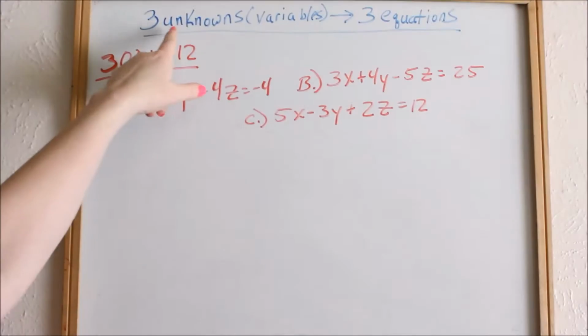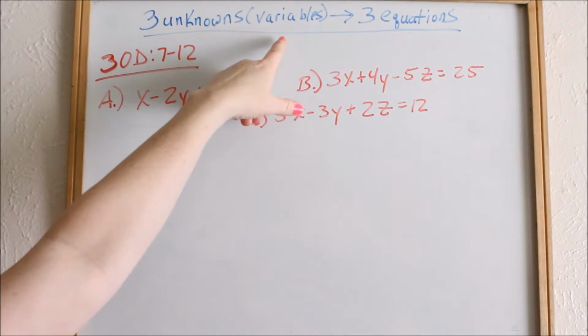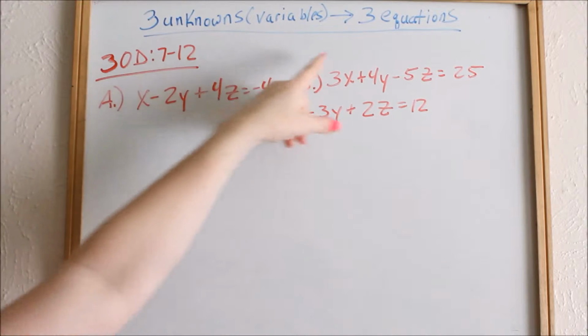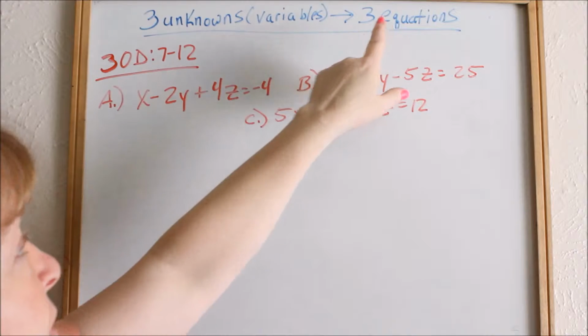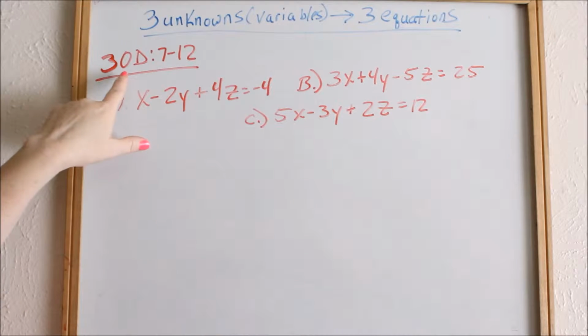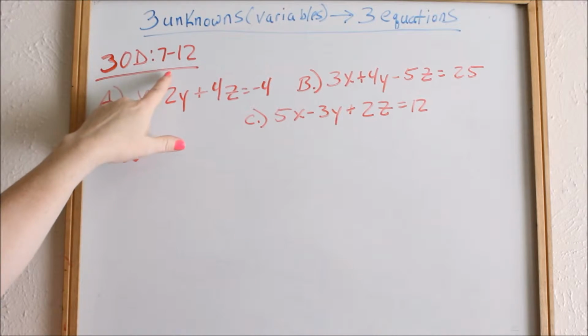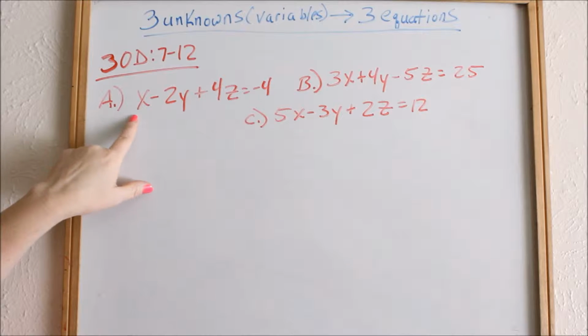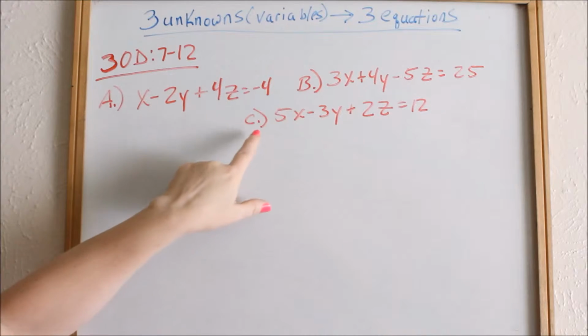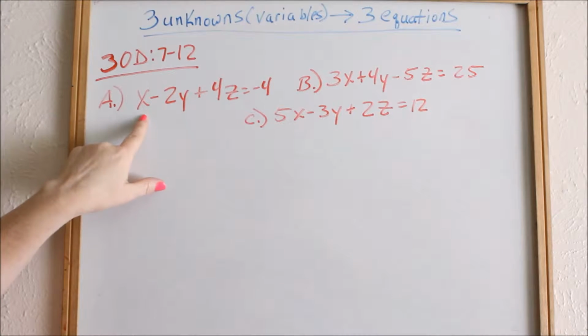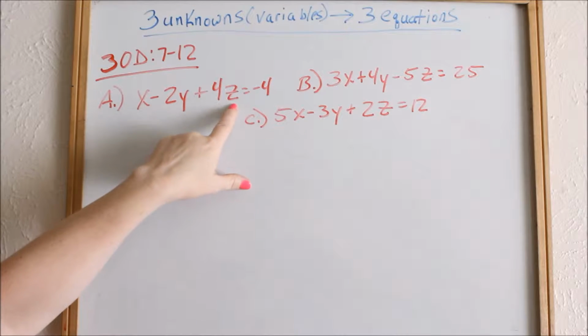Okay, we're going to be doing three variables, which means we have to have three equations to solve it. So if you look at these, we're going to be doing 30D, 7 through 12, and I have three different equations, A, B, C. Each of them have three variables, X, Y, and Z.